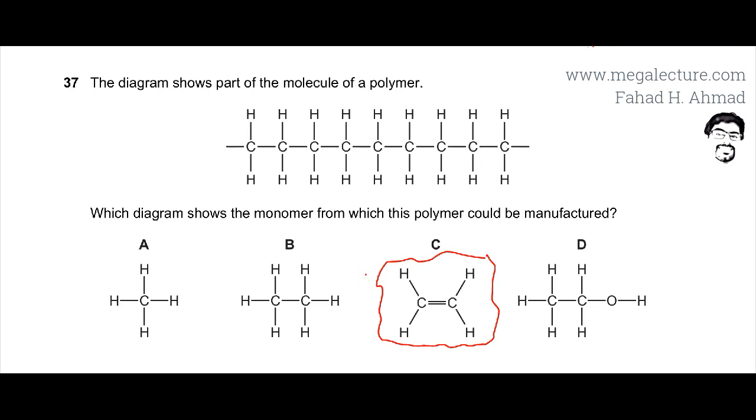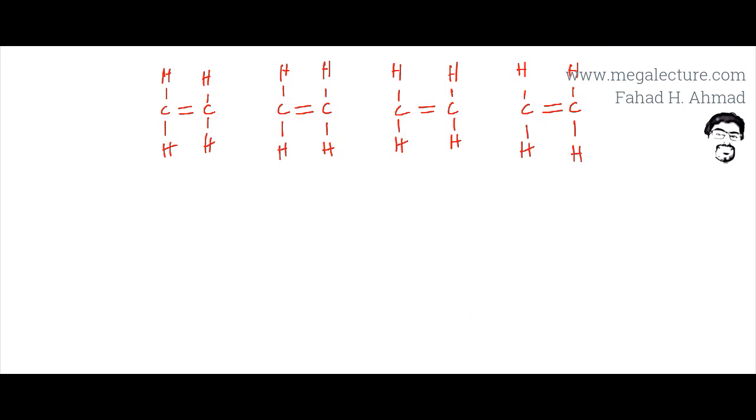how you can get this polymer from this molecule of ethene. Over here, as you can see, I've drawn all these ethene molecules. What's going to happen is, in addition polymerization, under high pressure, these molecules are going to group together and start connecting with each other. The double bonds are going to get converted into single bonds.